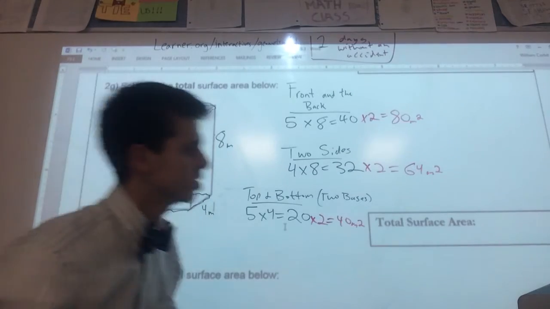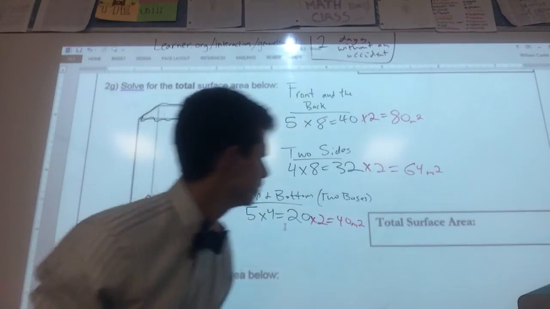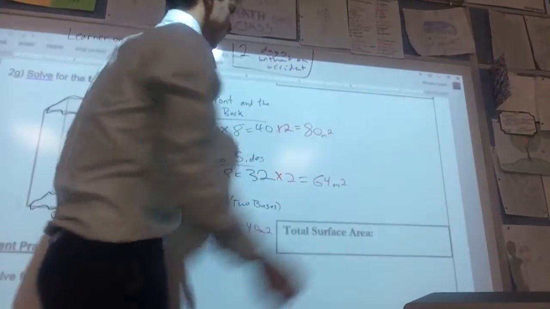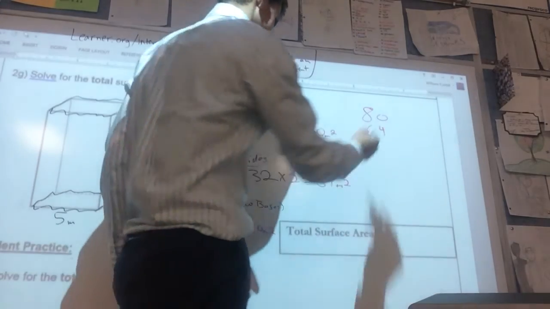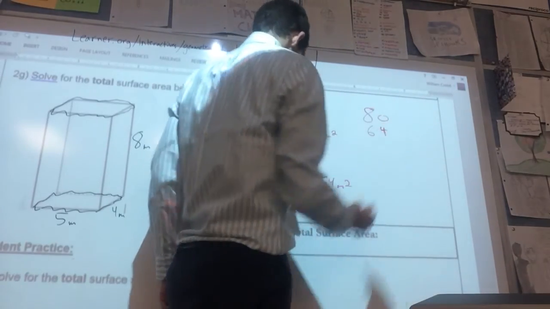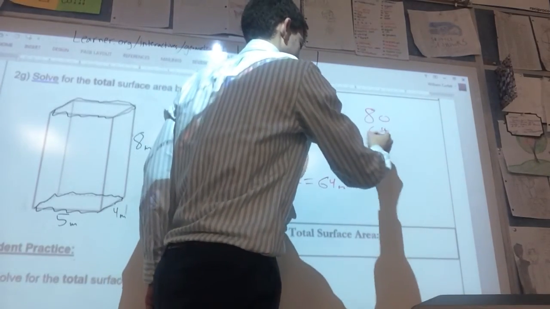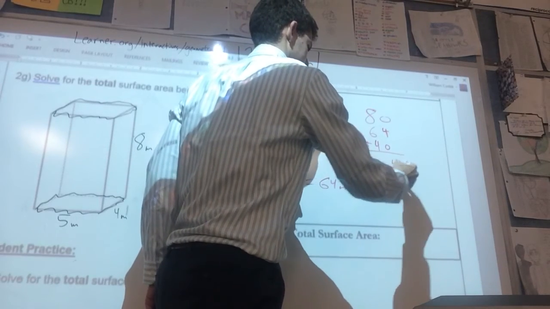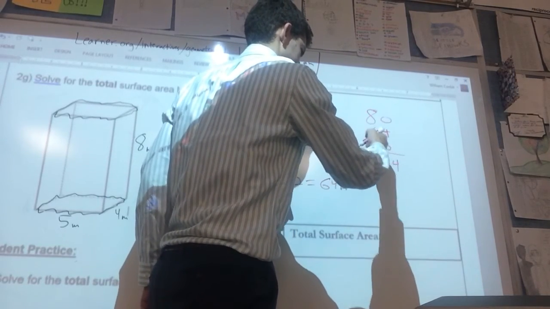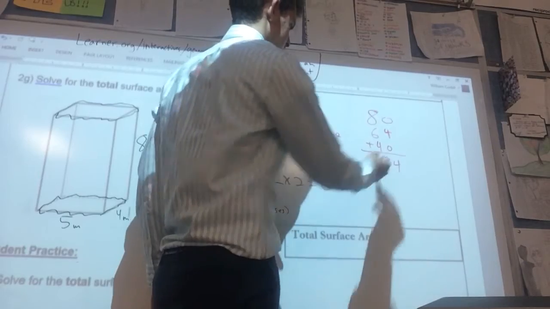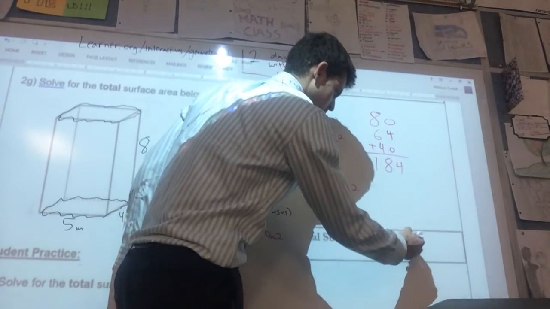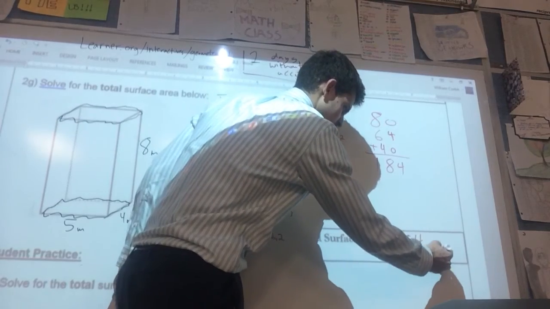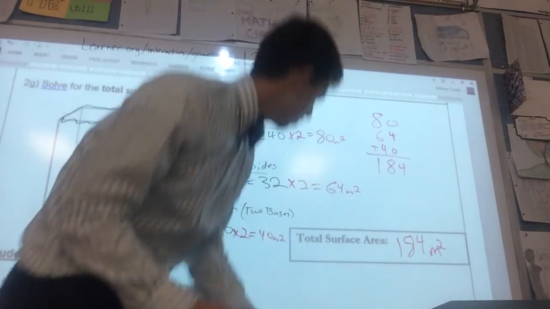My last step is I just need to add all these up together. 80 plus 64 plus 40. What did I do? Yeah, 184. So my total surface area is 184 meters squared.